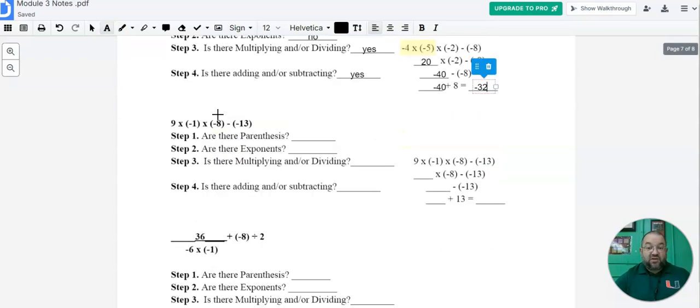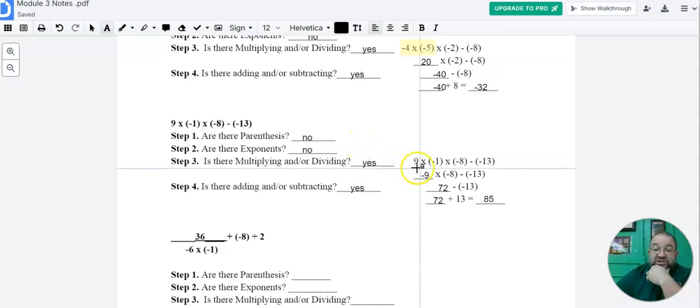All right, I'm going to go to this one right here, and I'm going to pause it, and then you're going to fill out all the yeses and the nos and work the problem out to see if you get the same thing I do. Here we go. Boom, there you go. As you can see, we just simply work left to right.